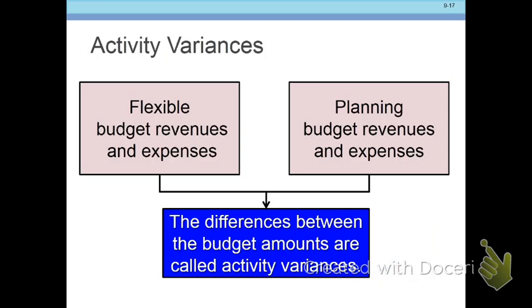The difference between the flexible budget revenues and expenses and the planning budget is what we call an activity variance. The difference between the flexible budget and the planning budget is what we call an activity variance, because the differences between the two are because of the different levels of activity.